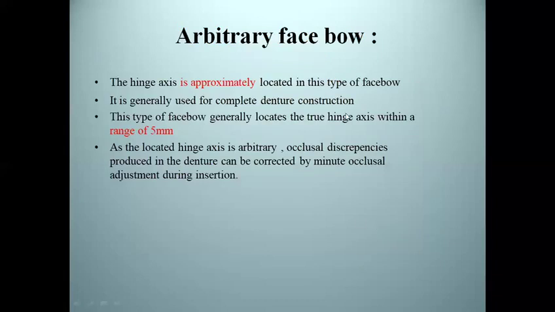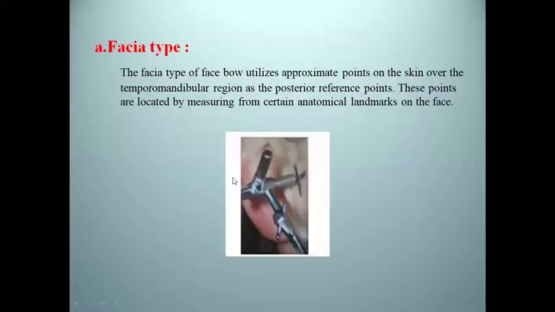Next is arbitrary phase bore. The hinge axis is approximately located in this type of phase bore. As the name suggests, arbitrary means random. The hinge axis is not so accurate, it's approximately located. The hinge axis lies within a range of 5 millimeter. As the located hinge axis is arbitrary, occlusal discrepancies produced in the denture can be corrected by minute occlusal adjustment during insertion. Then it has two types, fascia and earpiece.